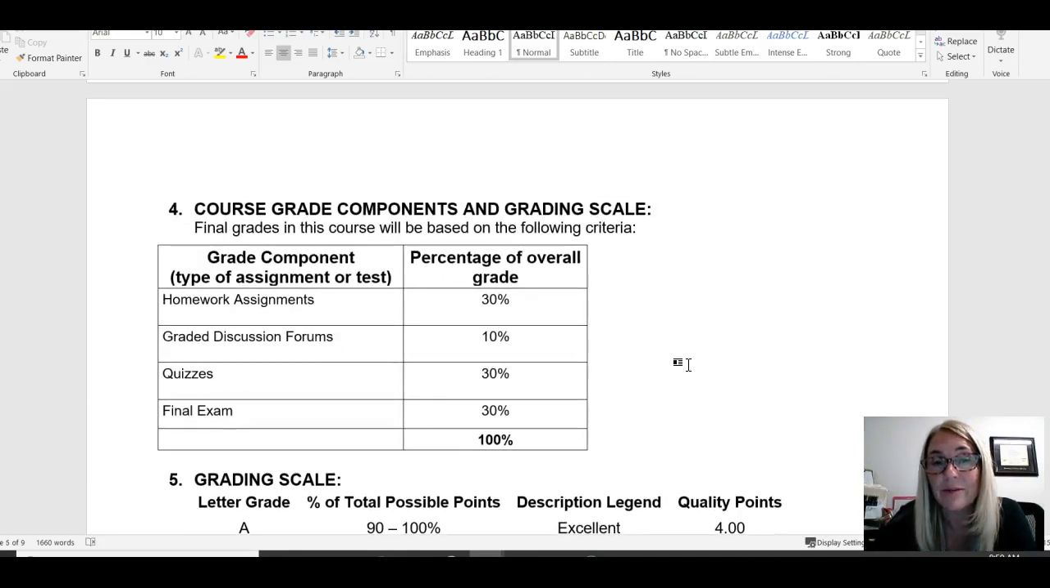So big thing here, academic integrity. This is an online course, so it's really, really important that you guys do your own work. If you are suspected of cheating, it will be a problem. If you are caught cheating, it's a bigger problem. So you don't want to be dismissed out of the program for cheating in an open book, open note test. So don't do it. It's not worth it.